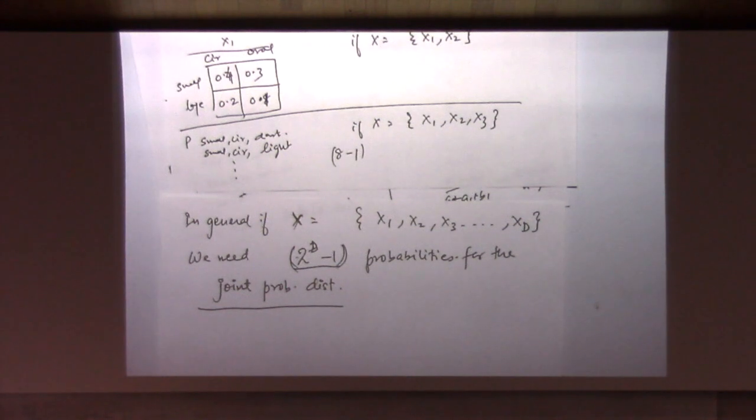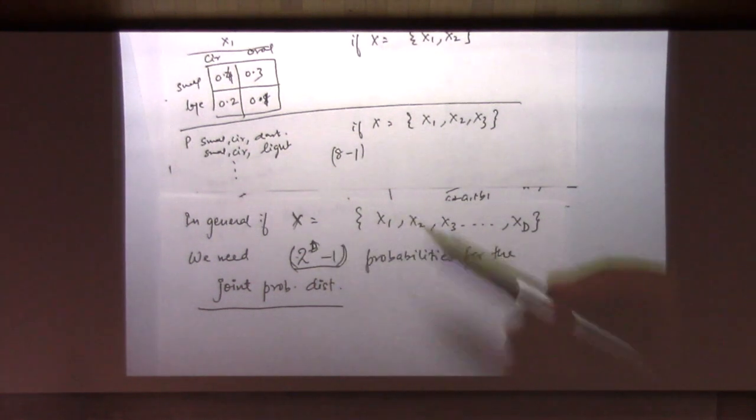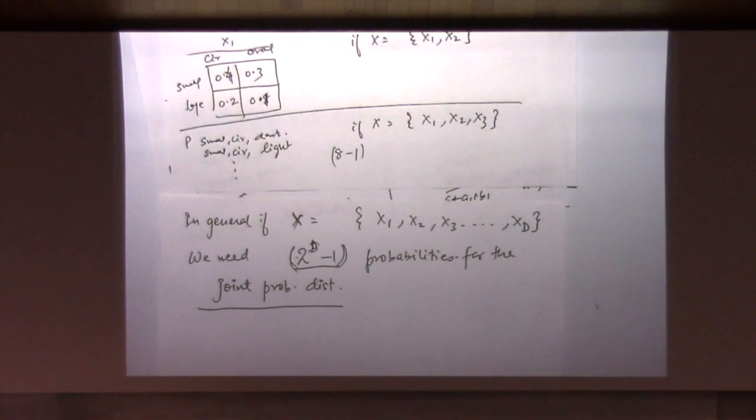The point I'm trying to make is that this is too complex. You cannot maintain so many values, right? Because if d is very large... In the tumor example, d is 5, so it's just 2 power 5, which is easy, okay? 32 minus 1, 31 values. But what if d is 100? Now suddenly you have to maintain this huge distribution, which is not efficient, all right?